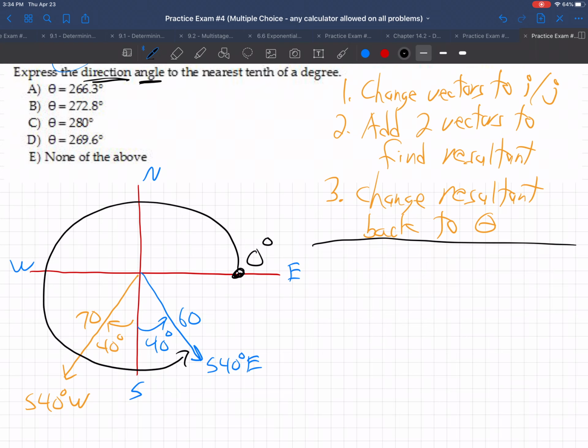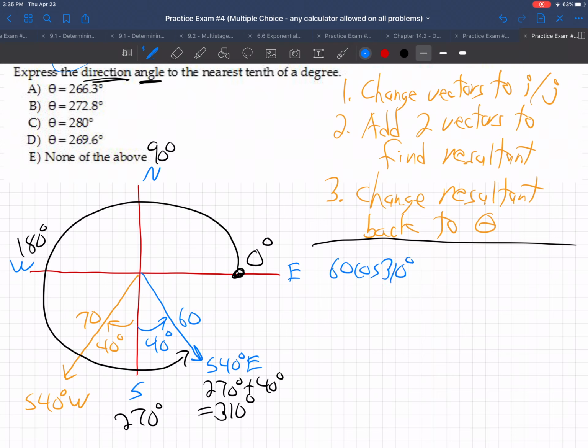From 0 to that vector. How is that? Well, that's 270s down here, right? 90 straight up, 180 over here. So that's more than 270. So that's 270 plus 40. That's 310 degrees.